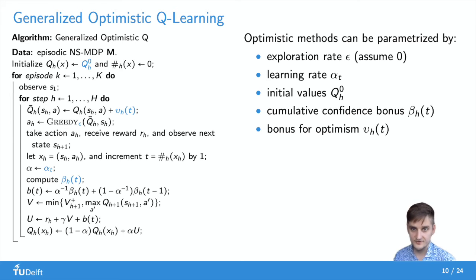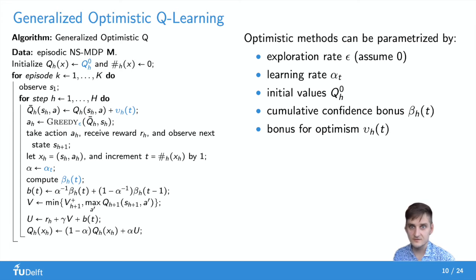These hyperparameters are the exploration rate, the learning rate, the initial values, and the two bonuses, one for the upper confidence bounds based exploration and another one for the optimistic initialization. Next, we looked at these hyperparameters to see which of their properties are required to prove sample efficiency of generalized optimistic Q-learning. To keep the analysis simple, we have only considered the case of no exploration, but decided to add the exploration rate as a parameter for future research.